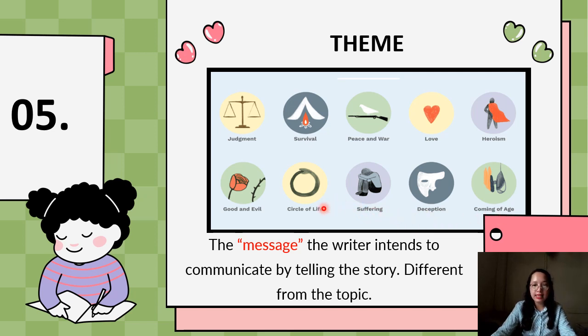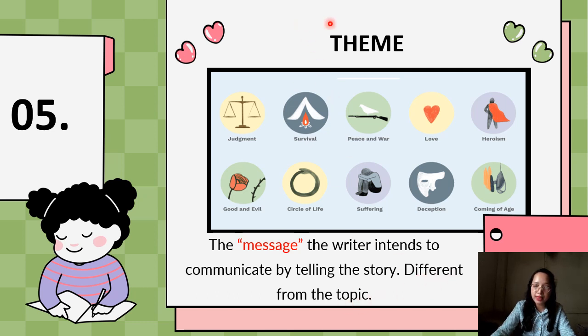But describing the theme or message of the story is not limited to a word only. You can tell it in a phrase or in a sentence. Like, for example, the story Beauty and the Beast. The theme or the message that the author is trying to convey would be don't judge a book by its cover. Now, it is said that theme is different from the topic.